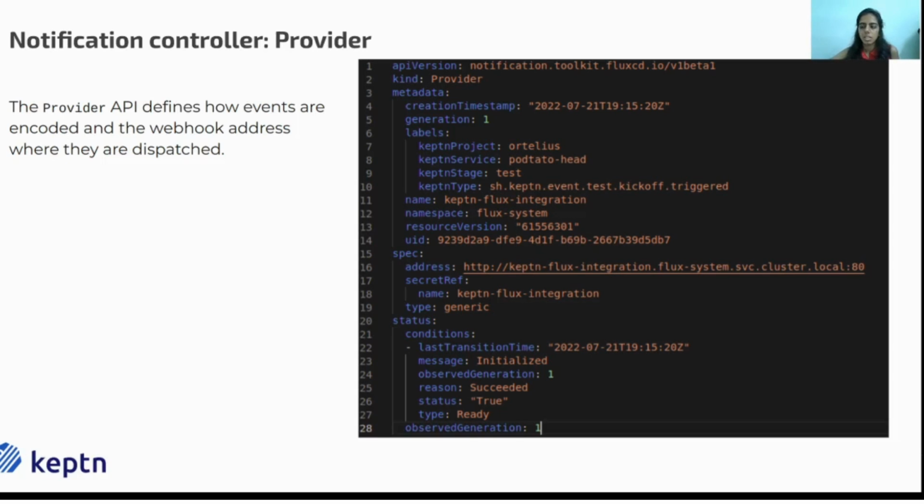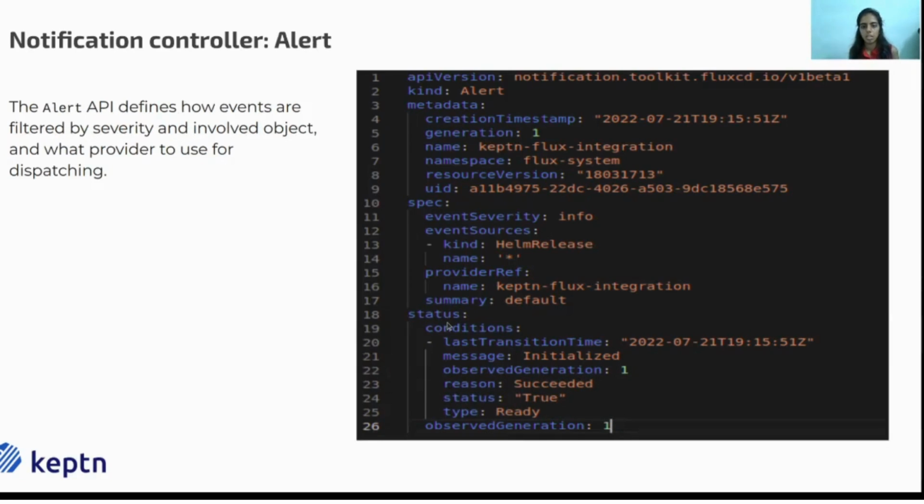So what is a provider? The provider is a type of API which is used to define how events are encoded in the webhook address when they are dispatched. The provider type can be Slack, MS Teams, Discord, generic, Google Chat, and many such. Why am I talking about generic? Because here you can see our project is using the type generic, right?